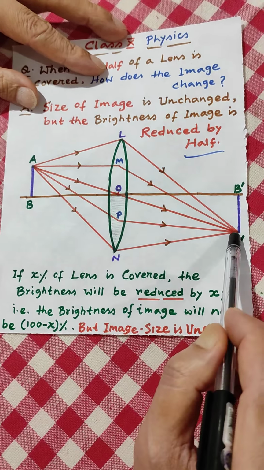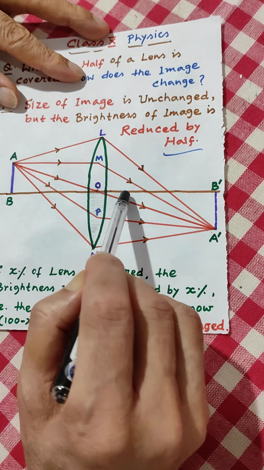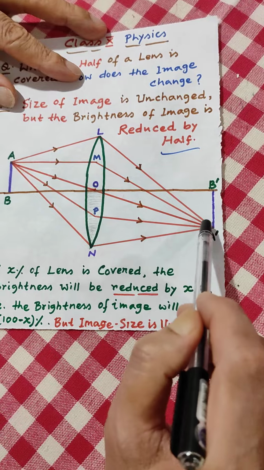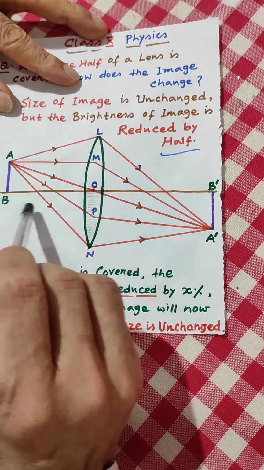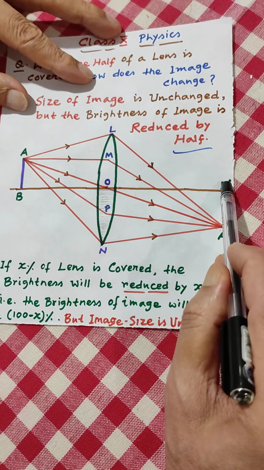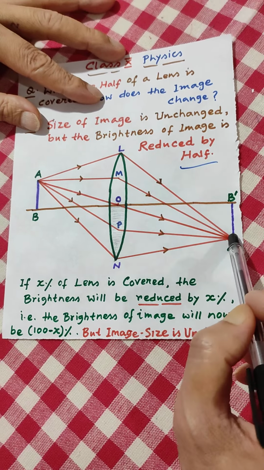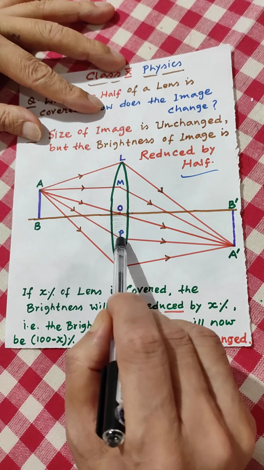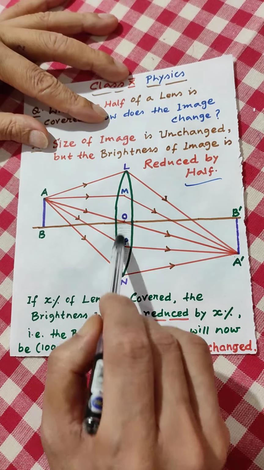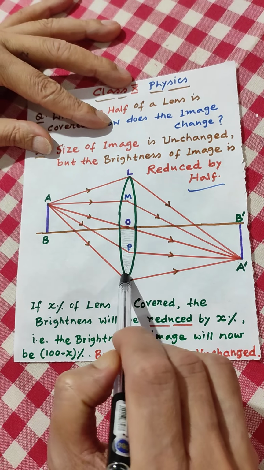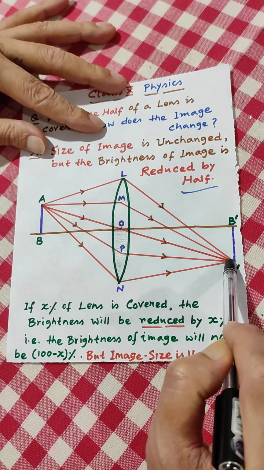Therefore you see these rays which are falling on the uncovered part of the lens and passing through the lens to meet here will form the image of A at A dash. Similarly, the whole image of AB will be formed at A dash B dash. That means the full image will be formed. The size of the image will not change even if you have covered this lower half of the lens. But the rays falling on the lower half of the lens are not passing. Therefore, those rays are not available for image formation.